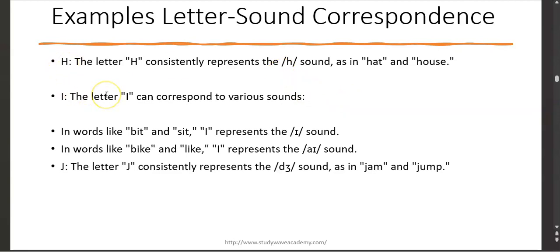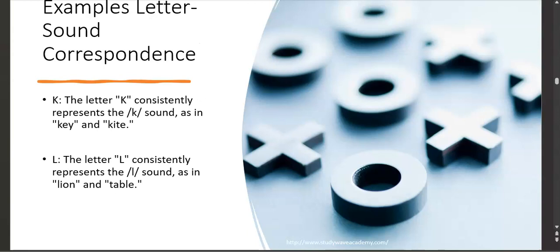Letter I, sound E. Letter I, sound I. Next one is letter J, sound J. Then lastly, let's look at these sounds here. Letter K, sound K.